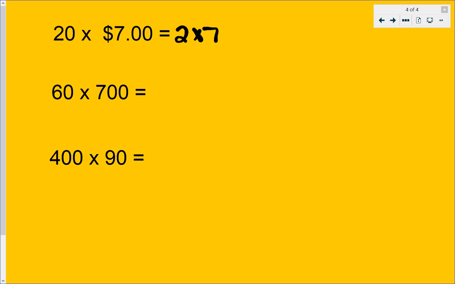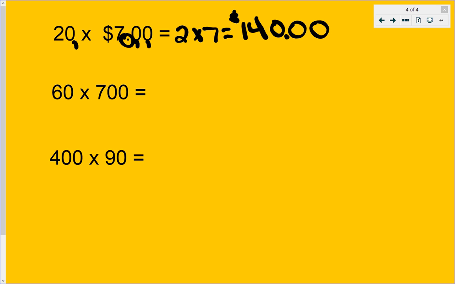Now, how many zeros do we have? Hopefully you said 1, 2, 3. I have 3 zeros there. So I do my 2 times 7, which is 14, and then I put 1, 2, 3 zeros on the end. Now we are not done with this one because I see a little guy right there, that decimal point. I have 2 numbers behind that decimal point. Because I have 2 numbers behind the decimal point when I'm multiplying, I need to have 2 numbers behind the decimal point in the answer. Then we put our $ in to make sure that we have the money idea. So $140.